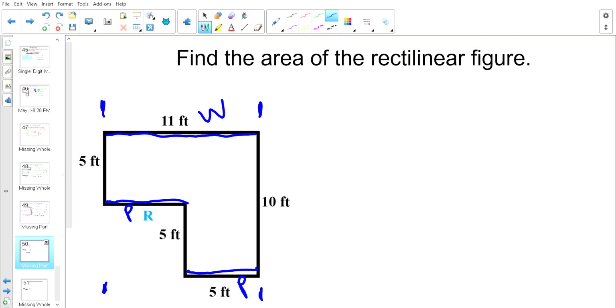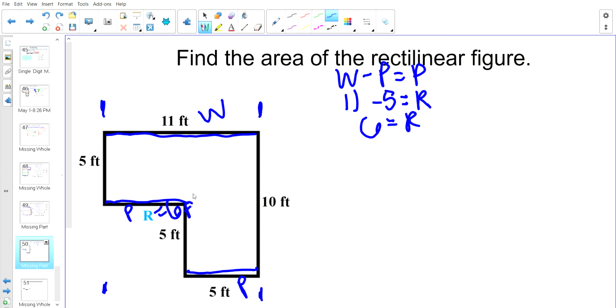You know that side R is a part, and when a part is missing, you subtract, because whole minus part equals part. I'm sure you subtracted 11 minus 5 to find the missing side length R. 11 minus 5 equals 6. So missing side length R equals 6 feet. Very good, third grade.